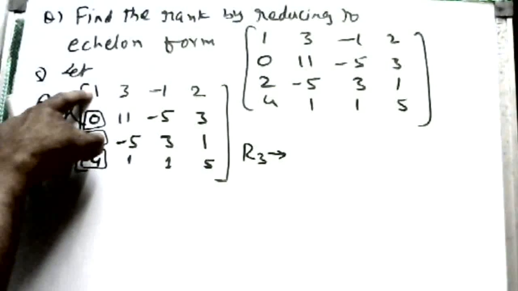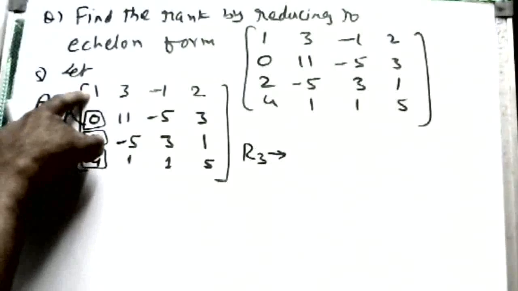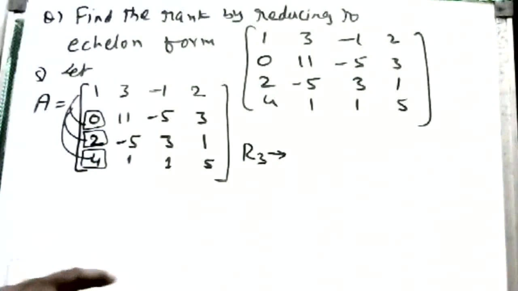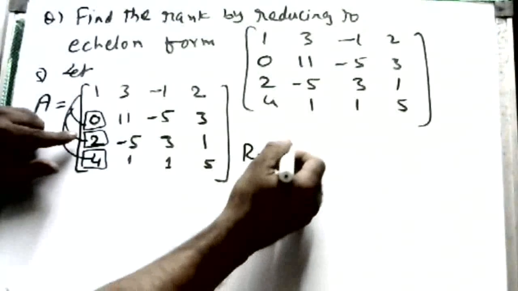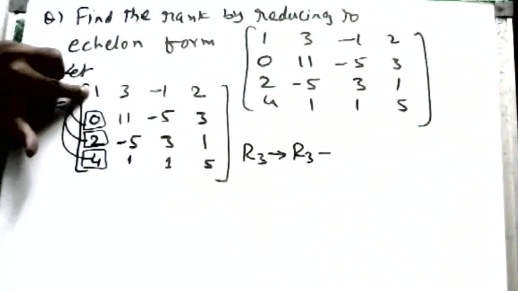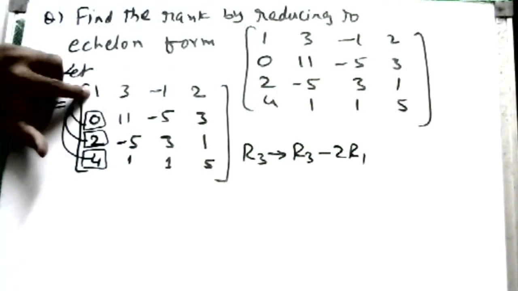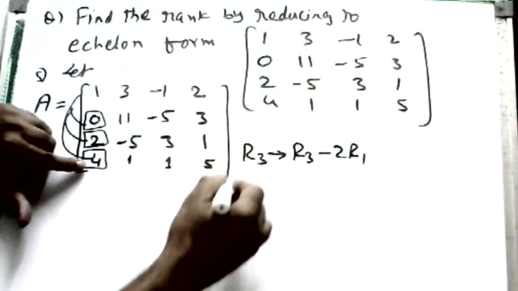If we have to make 0, the numbers should be the same. This is 2, so this should also be 2. So you have to multiply this with 2. 2 ones are 2, then 2 minus 2 will become 0. Therefore, R3 implies R3 minus, because this is plus 2, this should be minus 2. So multiply with minus 2 R1, so this will become 0.